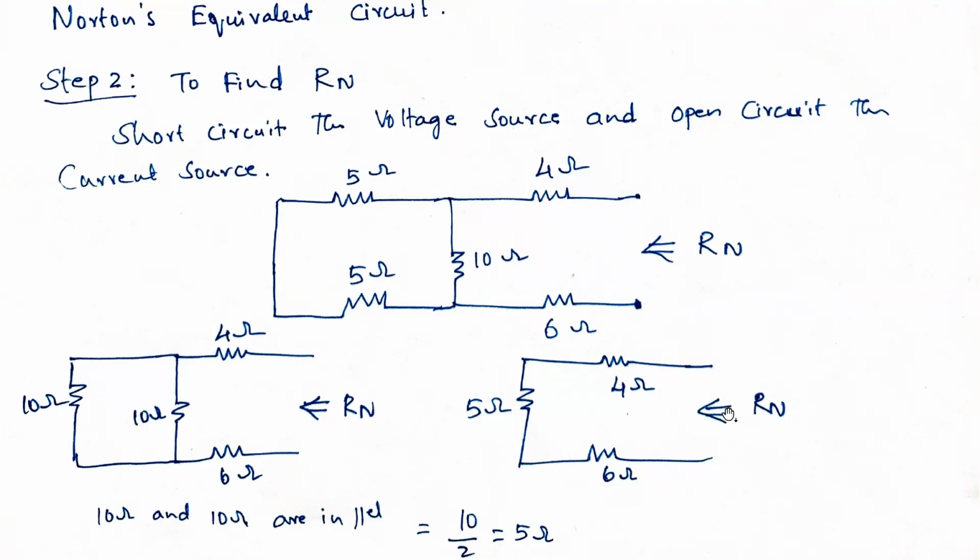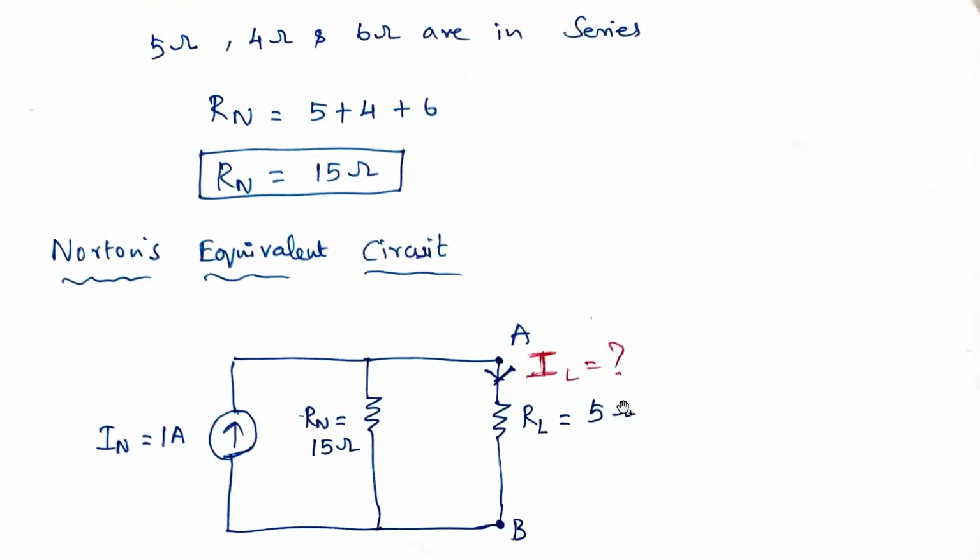Now we need to find out Rn. Now all three are in series. So 4 ohms in series with 5 ohms and 6 ohms, all three resistances are in series. So Rn is nothing but 5 plus 4 plus 6. So that is 15 ohms.